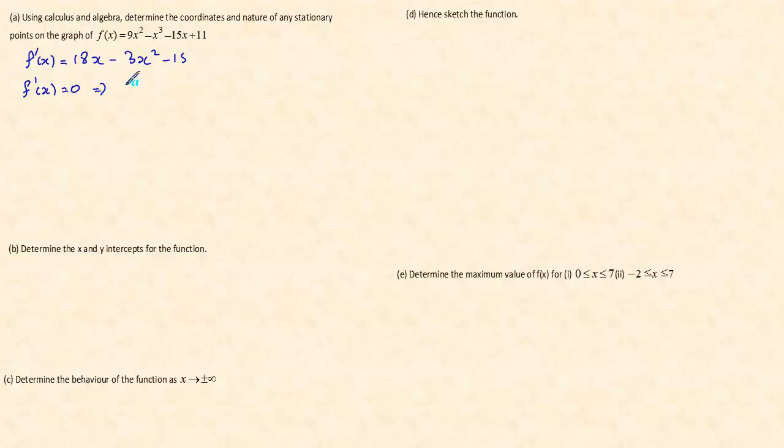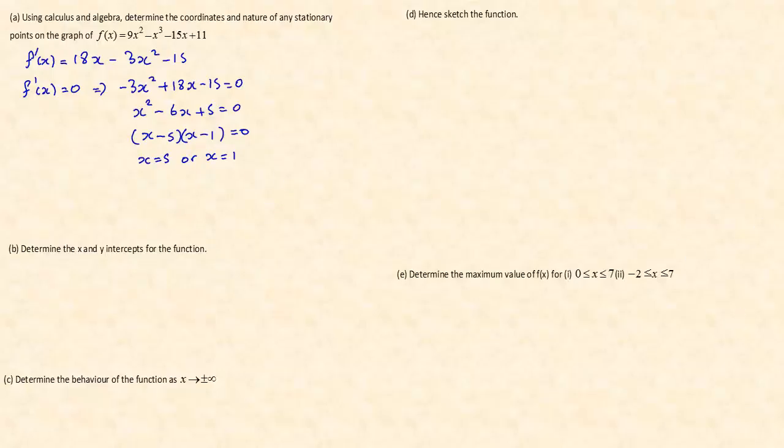So that means that negative 3x squared plus 18x minus 15 equals 0. Now all of these divide by 3. I'm going to divide through by negative 3, and that gives me x squared minus 6x plus 5 is equal to 0. So we can factorize this one. x and x, 5 and 1, and 2 minuses. So we've got that x is equal to 5, or x is equal to 1.